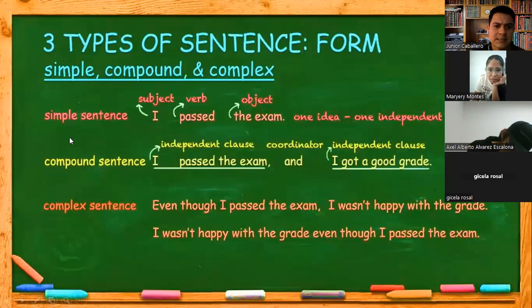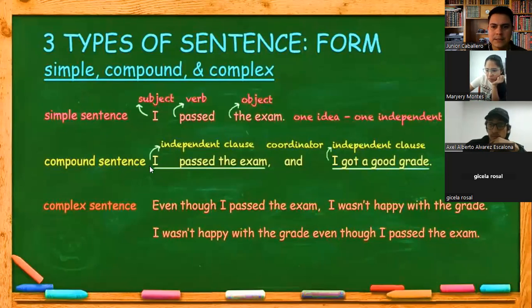Okay. The three types of sentences. We have the simple sentence. Let's get started with this one, because as it says here, it's simple. Why is it simple? Because it has just a subject, a verb, or a main idea, and a complement or an object. For example, I passed the exam. So this is just one idea, and this is an independent clause.